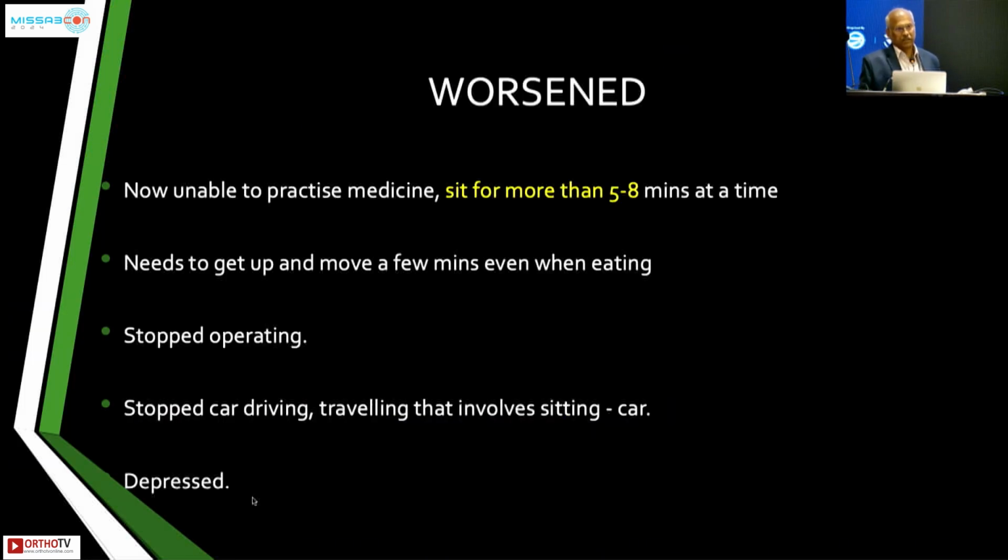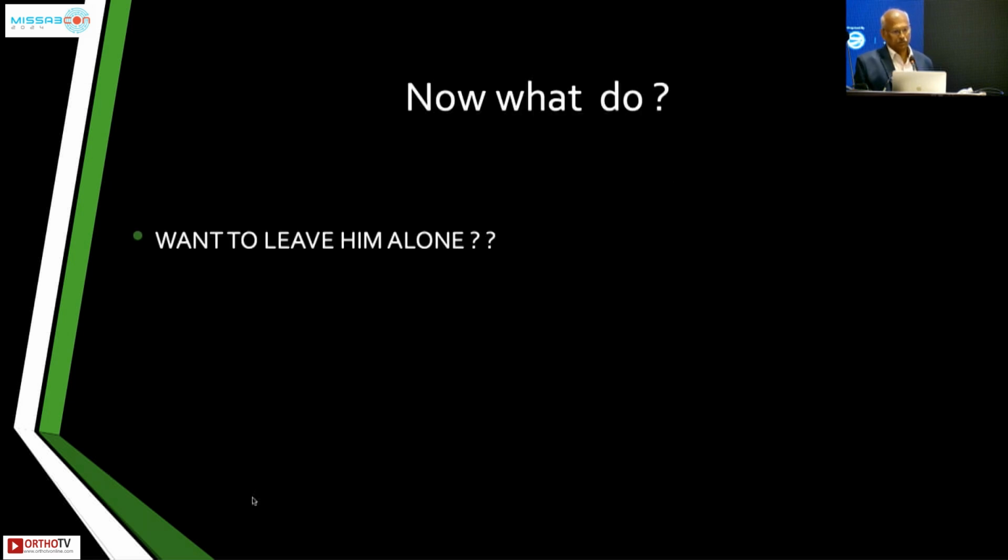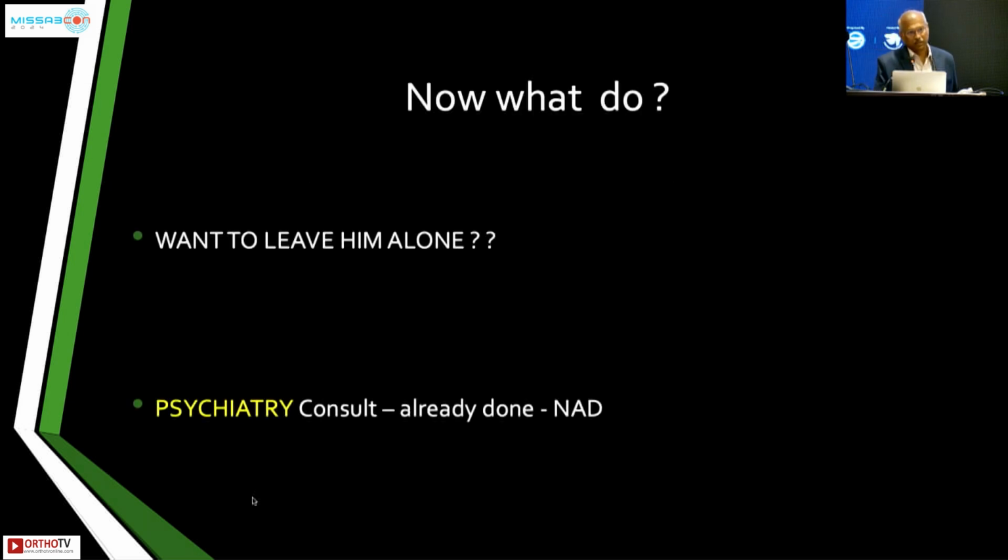He is still worsening. Now he has come to such a stage that he cannot sit even for eating completely, because the time he starts sitting, his pain starts increasing on the left side. He cannot travel in a car. He stopped operating. Being an ENT surgeon, they have to sit and operate. He became depressed also. Now what to do? How can you leave him alone? Psychiatric consultation was done many times, and they did not find any organic or other reasons.